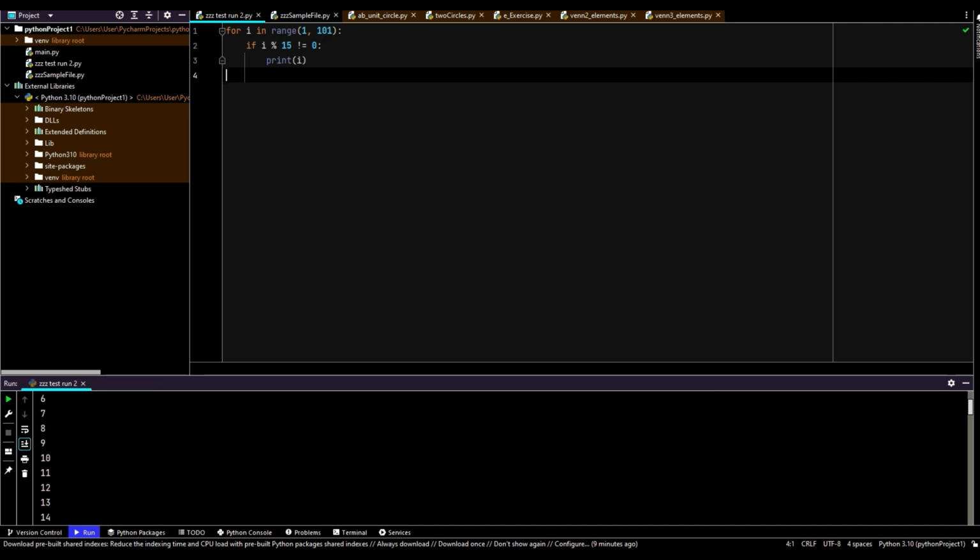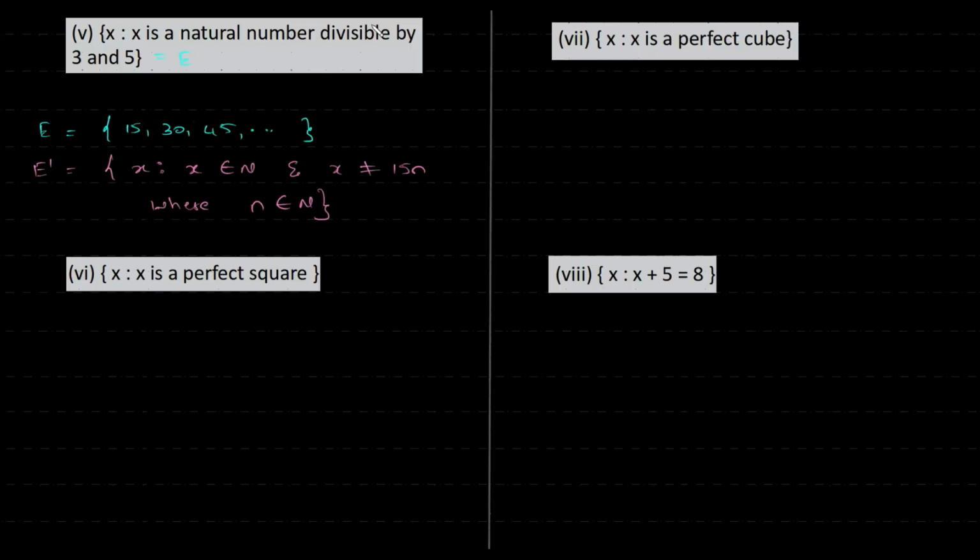So 1, 2, 3, 4, 5, 6, 7, 8, 9, 10, 11, 12, 13, 14, 15 is not there, 16, 17. In the same manner, 30 will not be there. In the same manner, 45 won't be there. Right? You got the difference? Since these are not divisible by 15, those numbers will be there. Whatever is divisible by 15 won't be there. Because E is made up of those numbers, E dash will be made up of not those numbers. I might not have made sense, but you guys are making sense of what I'm trying to tell, right?